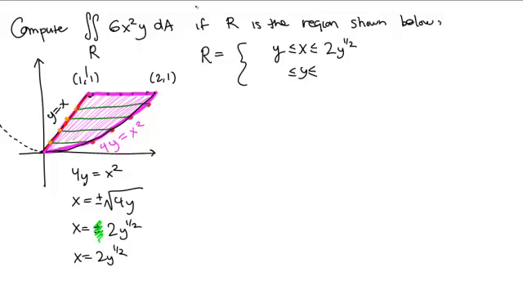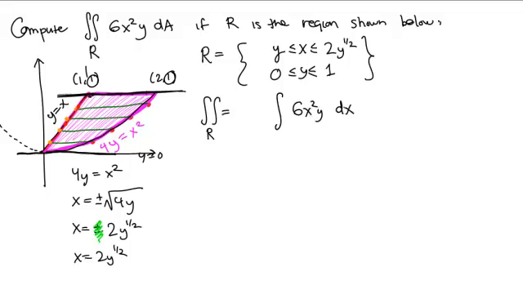Now that we've got the left and right-hand curves, we can talk about the lowest y value, which is down here at y equals 0, and the largest y value, which apparently is y equals 1. So we've got this described as a horizontally simple region. Then we can apply Fubini's theorem to this. In Fubini's theorem, we'll take the function 6x squared y and integrate it first with respect to x, from x equals y, the left-hand side, to x equals 2 times y to the 1/2 power, the right-hand side. And then we'll integrate this with respect to y from the bottom, 0, to the top, 1.